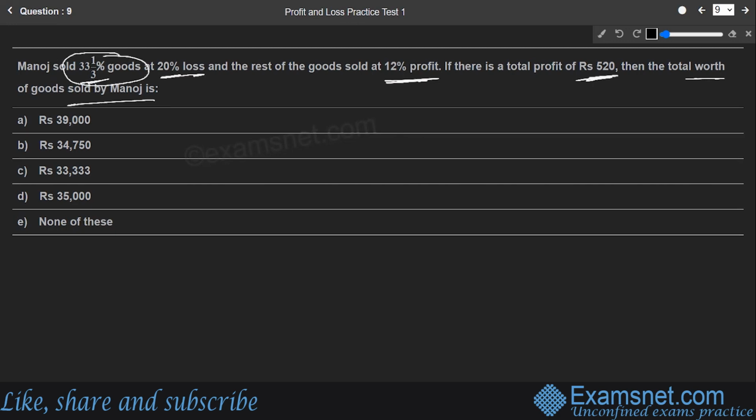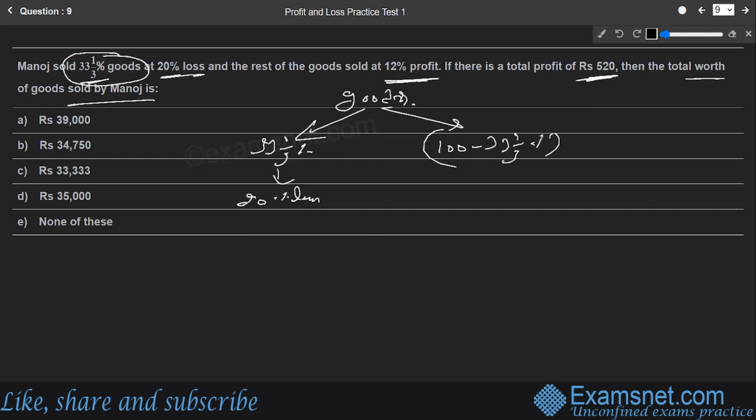That means whatever be the number of goods he would have had with him, he sold 33 1/3% at 20% loss. And the remaining, how much would have been remaining? Remaining would have been 100 minus 33 1/3%, that is nothing but 66 2/3%. 66 2/3% would have been left. He sold the rest of them at 12% profit, and they say that ultimately there is a total profit of 520 rupees. So the total worth of the goods sold by him is to be calculated.